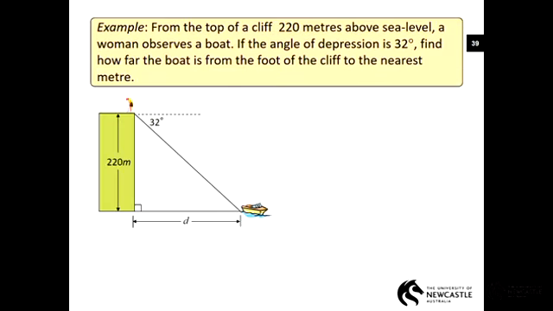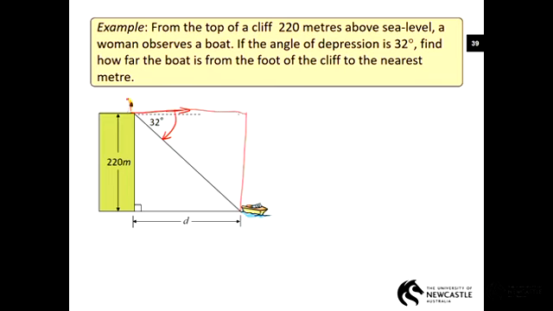Another one. From the top of a cliff, 220 metres above sea level, a woman observes a boat. This is the most places where people will put 32 here. But just compare it. She's either looking straight ahead or she puts her head down a bit. That's the angle of depression, how far she craned her neck. 32 degrees. And this is where I could draw a triangle here.